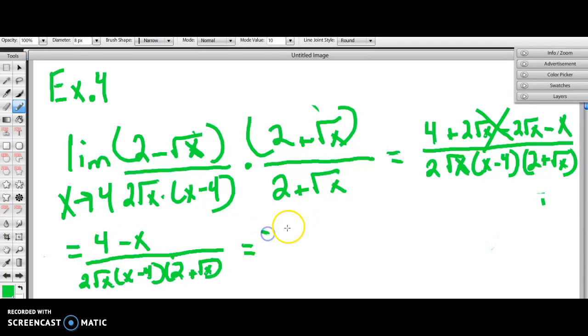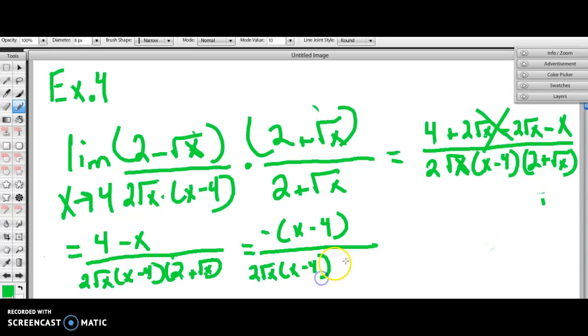So it's going to be minus x minus 4. And if you need to prove that, all you do is just distribute a negative in. Negative times x is negative x. Negative x times negative 4 is positive 4. Over 2 square root of x times x minus 4 times 2 plus square root of x.